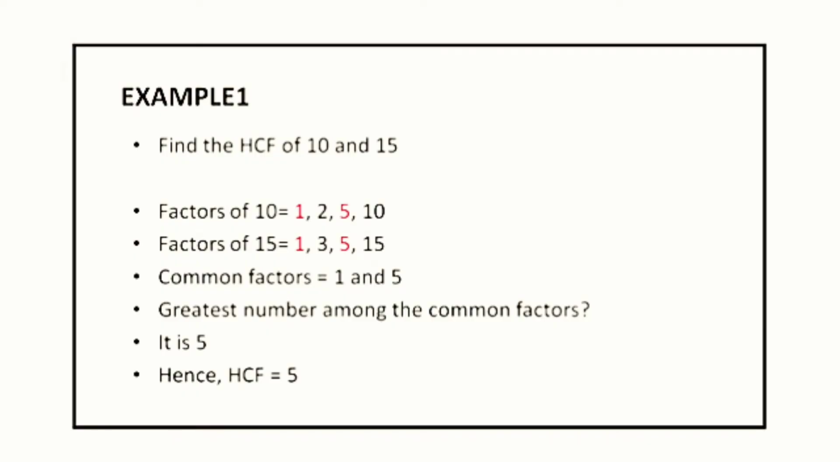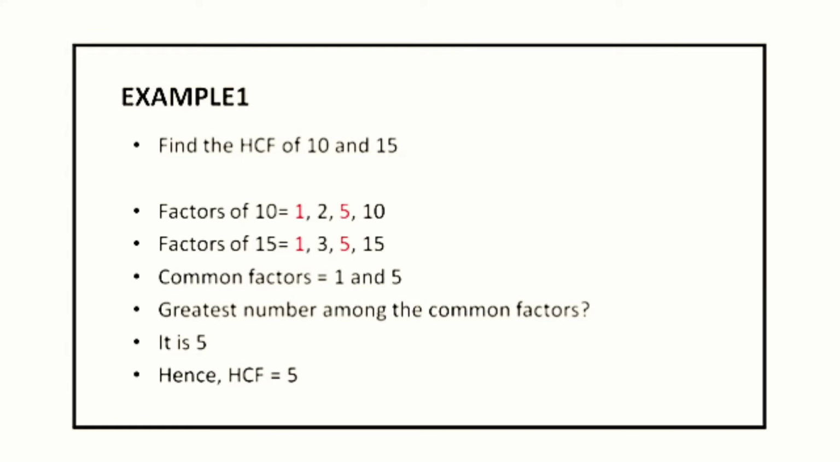Example 1. We'll see how to determine the highest common factor for 2 given numbers. I am taking for example 2 numbers, 10 and 15. Step 1, write down the factors. Step 2, find out the common factors. And step 3, determine the greatest number among the common factors. Factors of 10 are 1, 2, 5 and 10. Factors of 15 are 1, 3, 5 and 15.